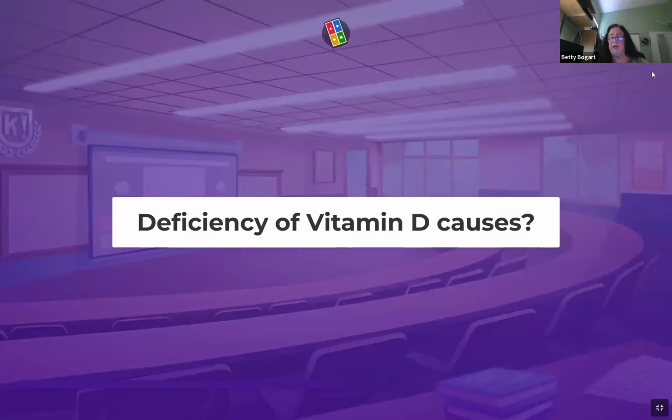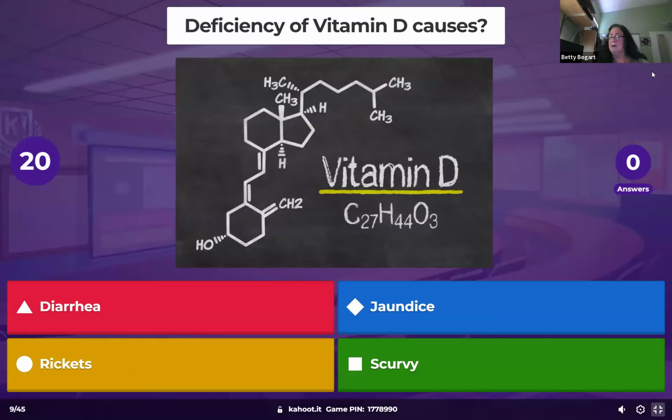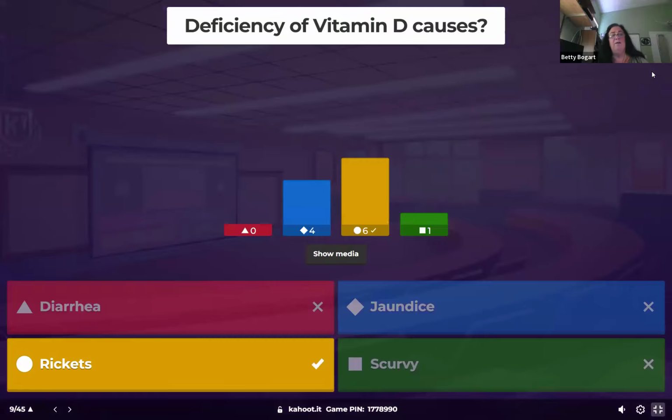A deficiency of vitamin D causes what? What does D help form? And deficiency of vitamin D is rickets. Scurvy is vitamin C.